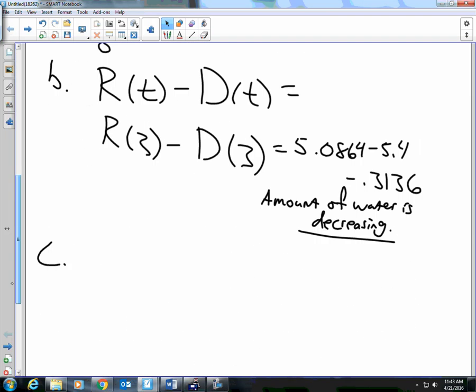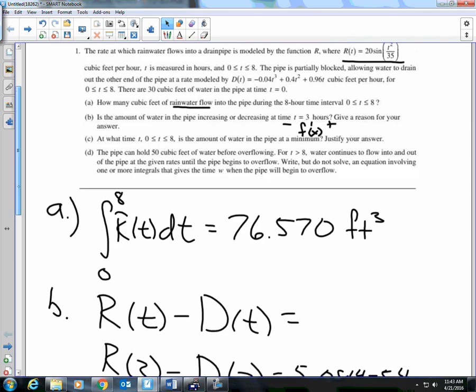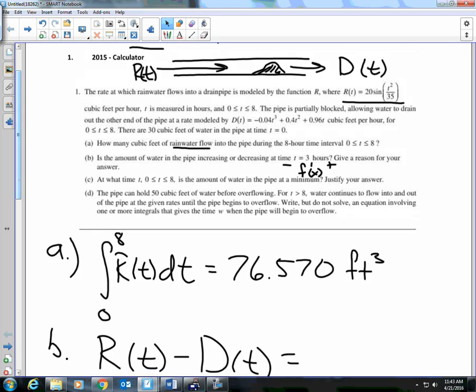Okay, we pick up with problem C. Problem C says, at what point is the water in the pipe at a minimum? You guys told me that the minimum occurs when the derivative goes from negative to positive. As you look at the functions that were given, are we given the derivatives or the originals? Are these rate functions or position functions? Rate functions. So therefore, we are given the derivatives.